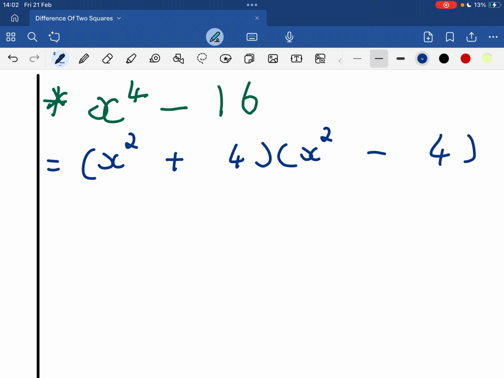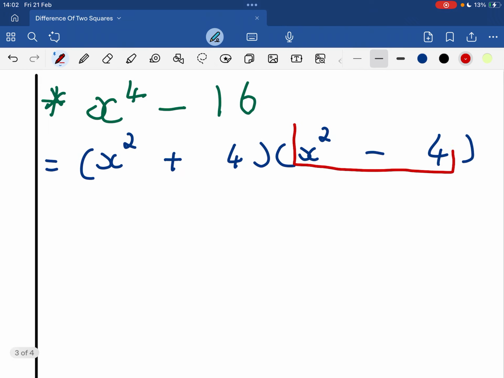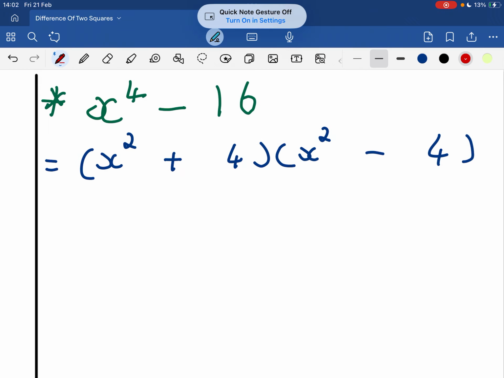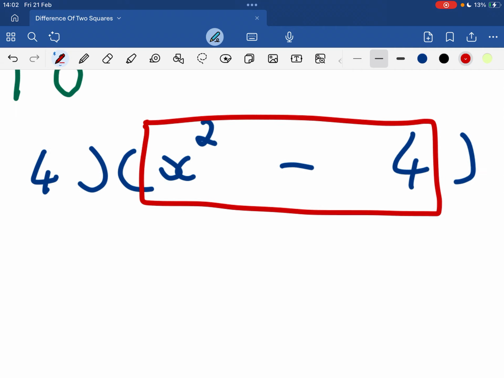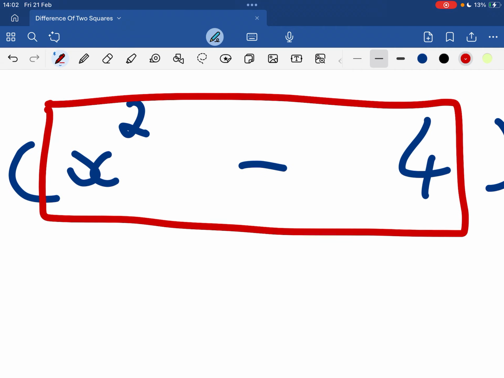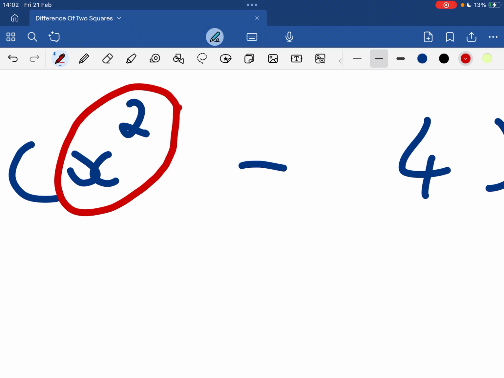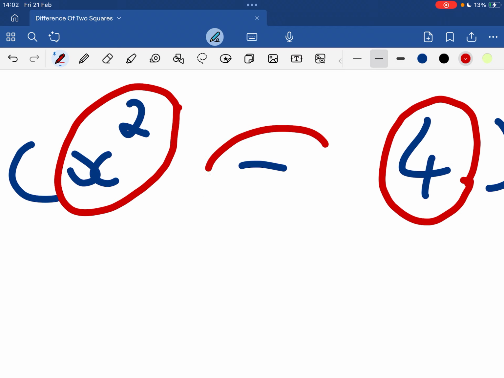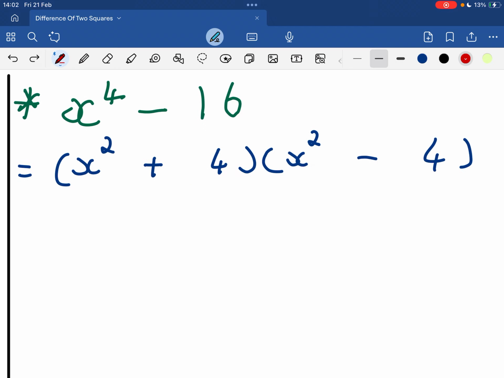You might think, great, we're done, but I want you to focus in on this bracket. What do you notice about this bracket, if you notice anything? Well, what I want you to notice is that in itself, x squared minus 4, is a difference of two squares. X squared is a perfect square, 4 is a perfect square, and there's a minus. So that can be factorized. It's a difference of two squares.